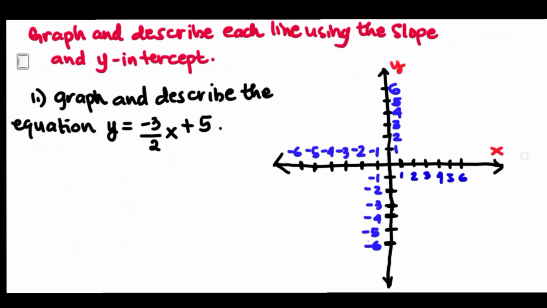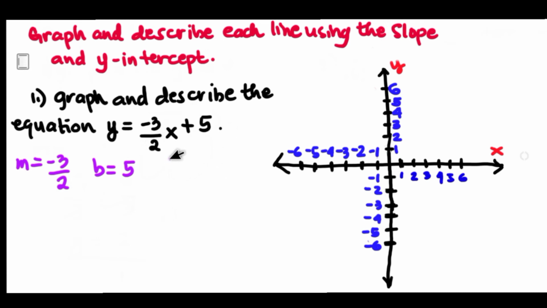So, dito tayo sa lesson number 3, yung last lesson sa module 6. So, ito pong gagawin natin, graph and describe each line using the slope and y-intercept. So, dito po is, sa number 1, given is graph and describe the equation y = -3/2 x + 5. So, yung slope natin or yung m is negative 3 over 2 and yung b or yung y-intercept is 5.